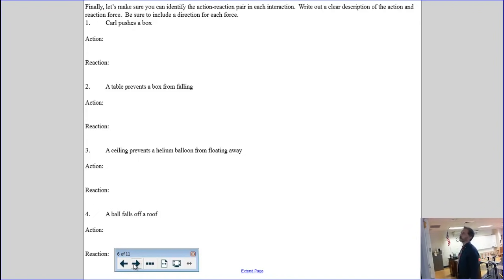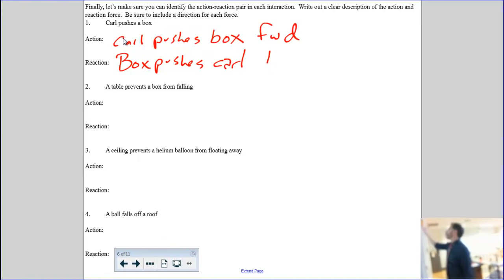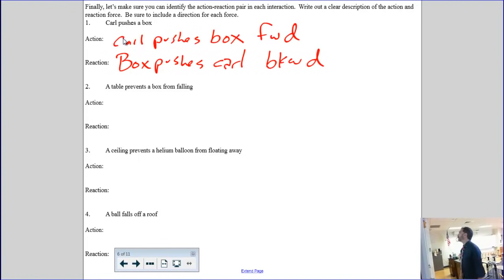So our first example is Carl pushes a box. So the first thing you have to do is identify the two objects. All right? So Carl and the box are the two objects here, right? So our action is pretty straightforward here, okay? Our action is going to be Carl pushes the box, and then you need to pick a direction. So let's just assume he's pushing it forward. Okay? So then to find your reaction, you just flip the two objects. So instead of Carl pushing the box, your reaction is the box pushes Carl backward.